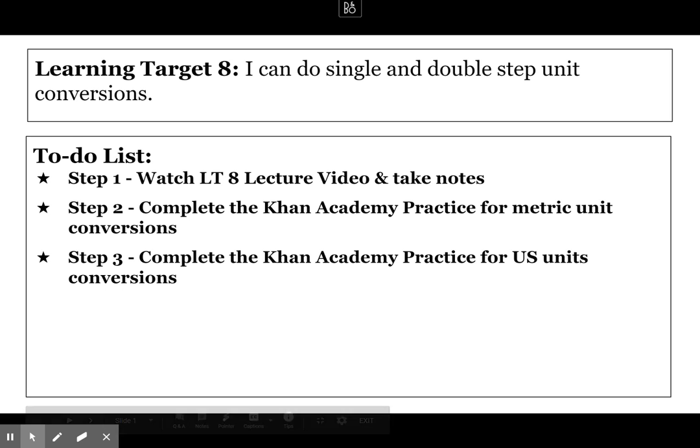Hello, everybody. So today we're going to be focusing on learning target 8. I can do single and double step unit conversions.